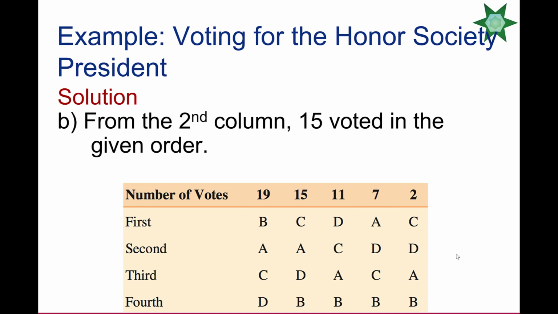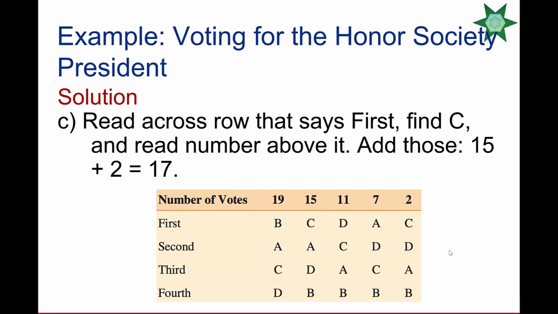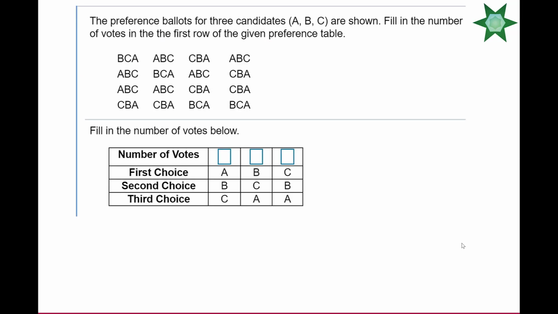Now, for the second question, it wanted to know how many people selected the candidates in the preference C, A, B, D, and we see that's in the second column, and there were 15 people that selected that order. And then finally, we want to find out how many people selected Camille as their first choice. So we look across the table and we see there are 15 votes in the second column, and we see 2 votes in the last column, so 15 plus 2 gives us 17.